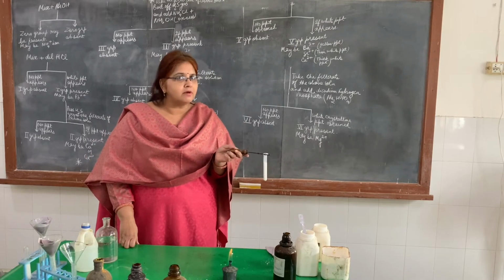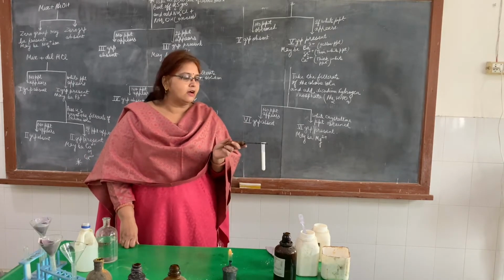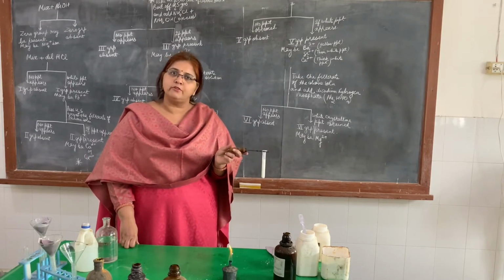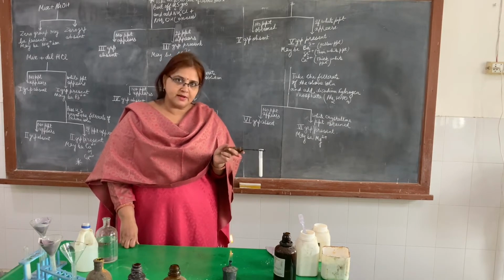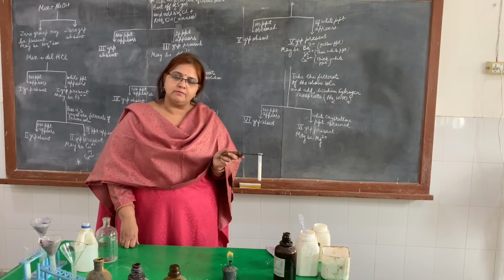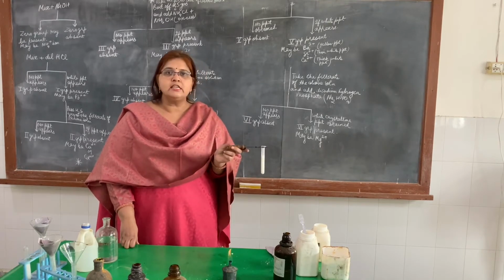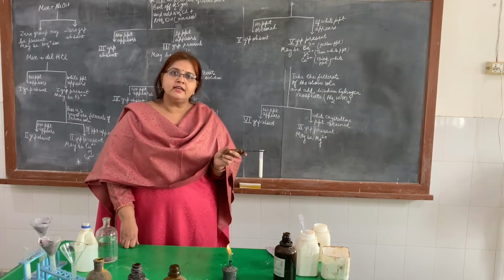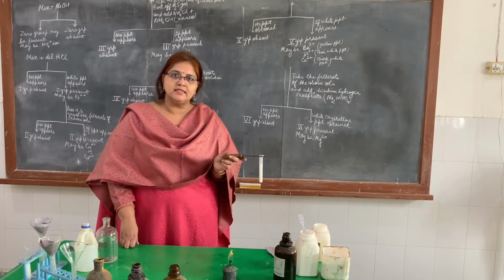When we add ammonium carbonate, we are getting a good precipitate for group 5. That is, group 5 is present. It may be barium, strontium, calcium. So, filter this precipitate and divide it and dissolve the precipitate in acetic acid.